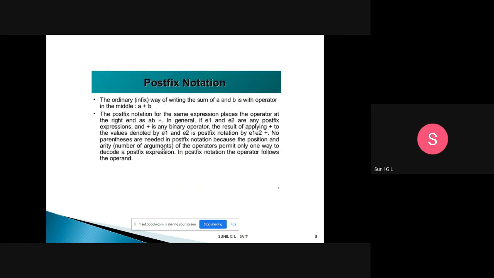Okay, so next one is postfix notation. We already know that we have converted infix to postfix expressions. Suppose we have an infix expression a plus b, then we convert it to postfix, which means the operands come first and after that the operator. Okay, so that is the same thing. We will take one example.